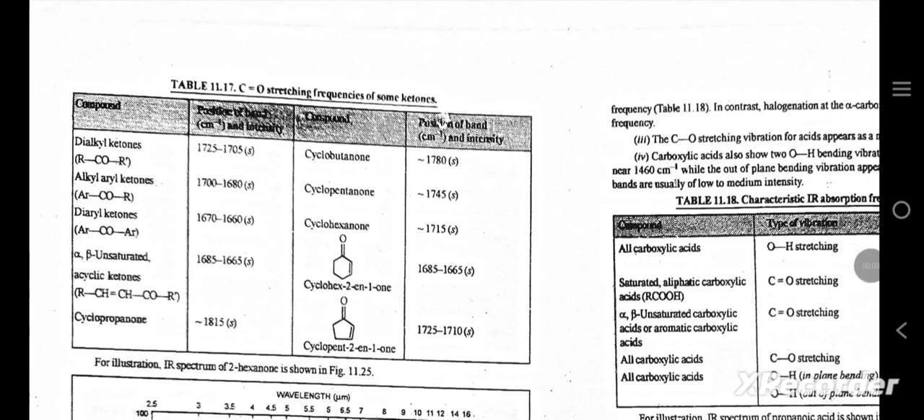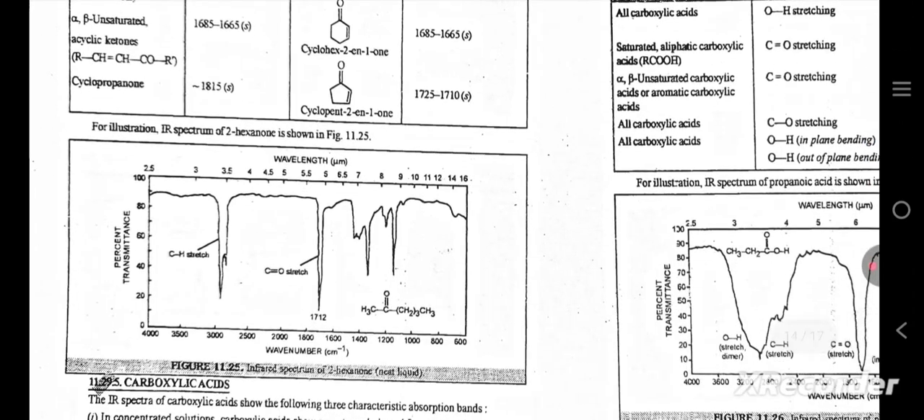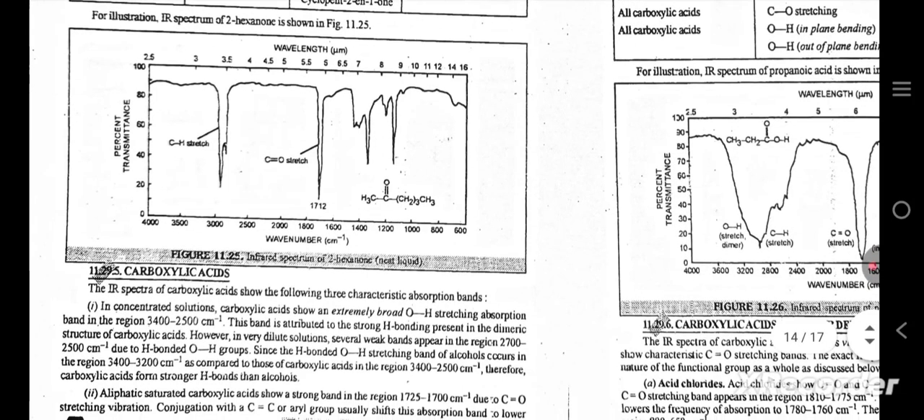Table 11.17: C=O stretching frequencies of some ketones. For illustration, the IR spectrum of 2-hexanone is shown in figure 11.25. Carboxylic acids. The IR spectra of carboxylic acids show the following three characteristic absorption bands.